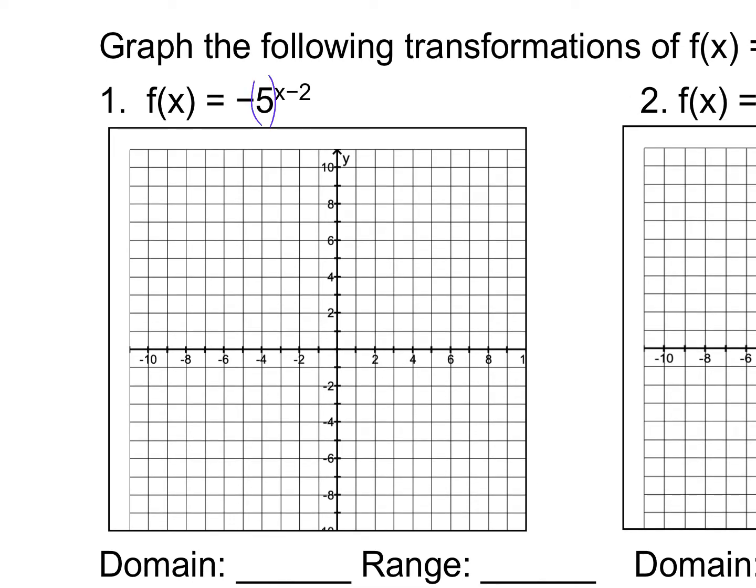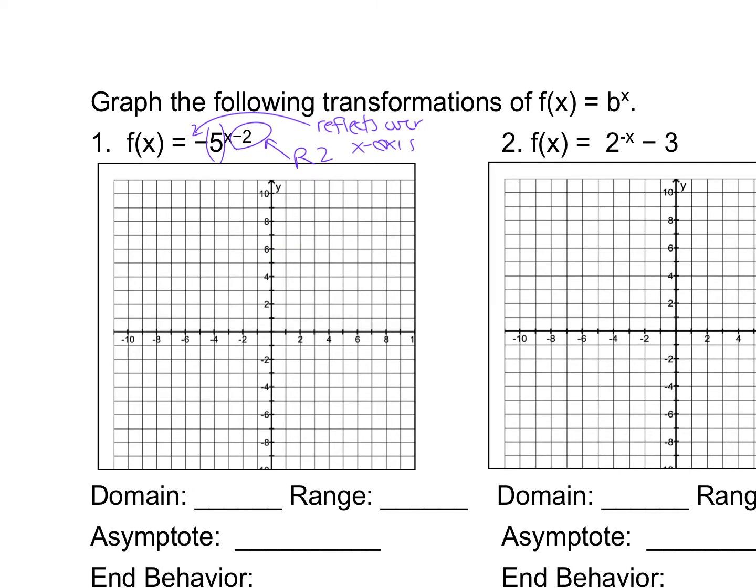What does a negative out front do as far as transformations? Flips it across the axis. Okay, reflects it across the x-axis. So we know that negative, and I won't write this for all of them, reflects over the x-axis. What about this minus 2 in with the x? If it's with the x, which one is it? It's like the left and right, okay? So this moves it right 2. If it was up and down, it will look something like you see here in number 2, okay?